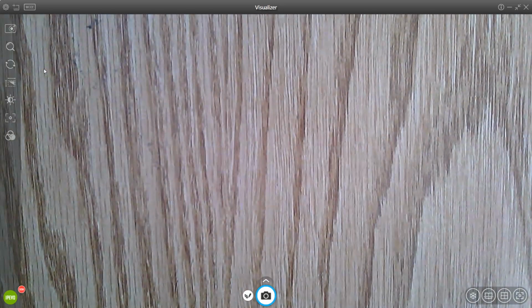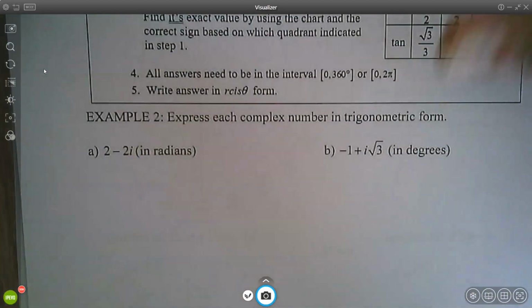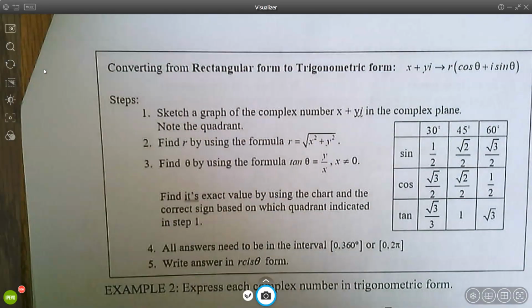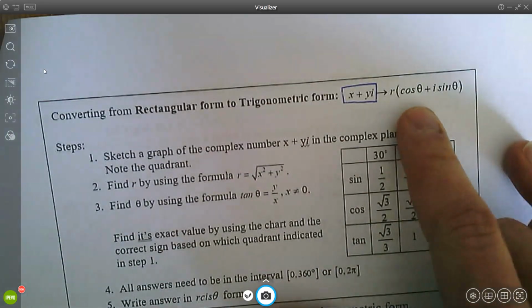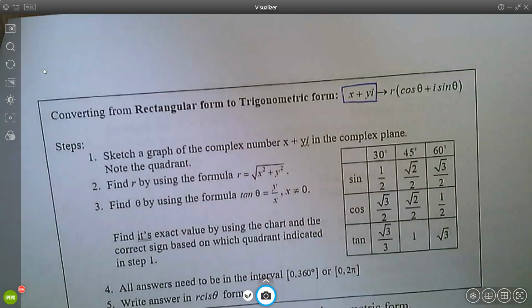What we're going to do in this next part of the lesson is do the opposite. We're going to convert from rectangular form to trigonometric form or polar form. So we're going to go from a complex number to this r times cosine theta plus i sine theta.